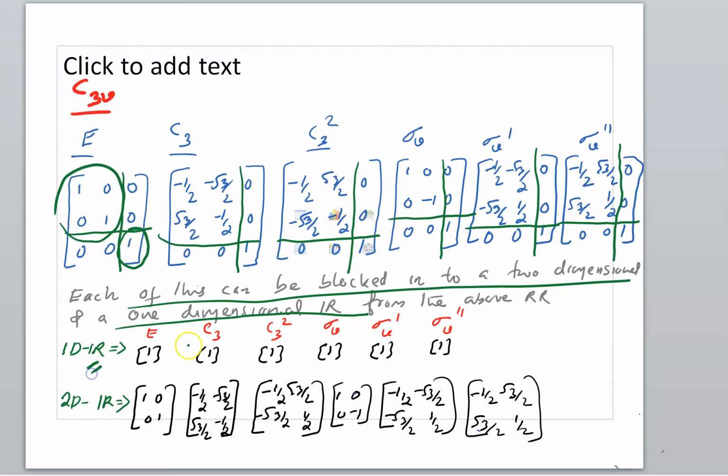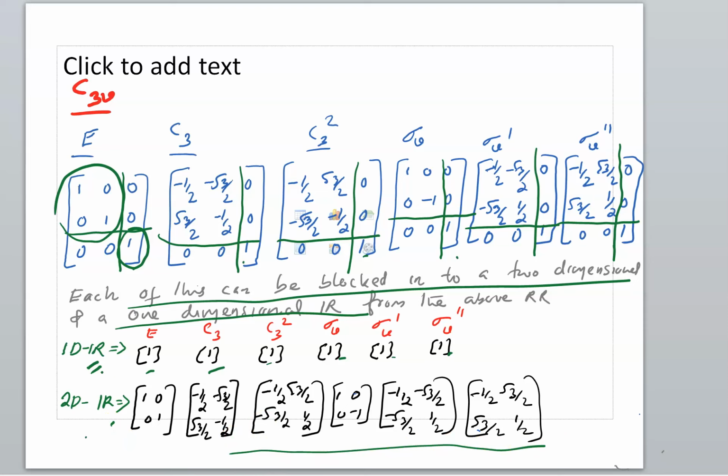IR1 is this one, 1 1 1 1 1 1. All are 1. And for the 2-dimensional IR, this is 1 0 0 1. This is minus 1 by 2, minus root 3 by 2, root 3 by 2, minus 1 by 2, like that. We get this type of representation. This is the 2-dimensional IR, this is the 1-dimensional IR.